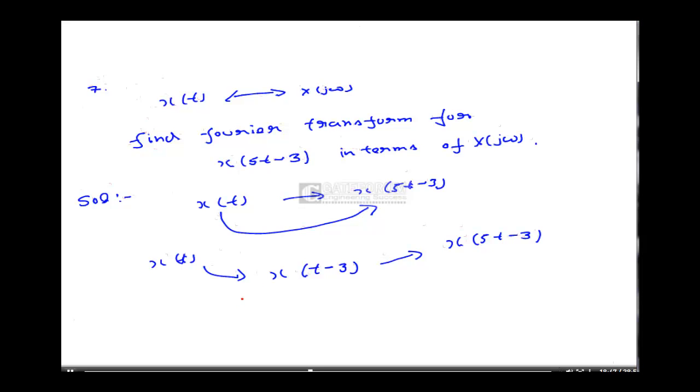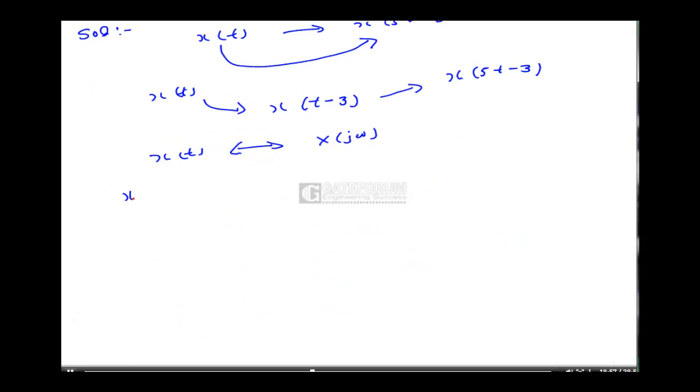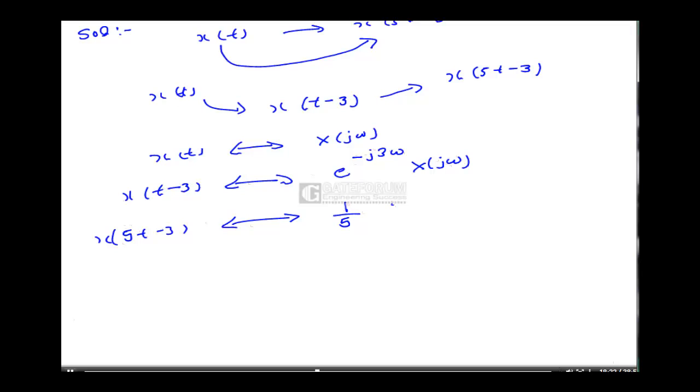On the shifting property, if x of t has Fourier transform X of j omega, then x of t minus 3 will have e to the power minus j 3 omega X of j omega. Then x of 5t minus 3, that means time scaling, will have Fourier transform e to the power minus j 3 omega by 5 times X of j omega by 5. Okay, so this is the answer. There was one option which satisfies this answer.